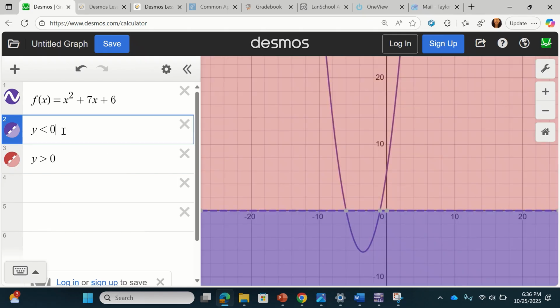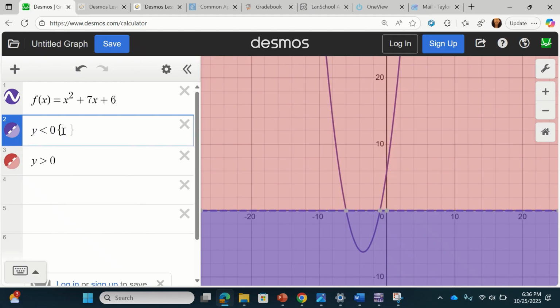Now, I'm going to start with the negative. Now, what we're going to do is we're going to put in some sets. I really hope I remember this. I probably should have practiced it beforehand.